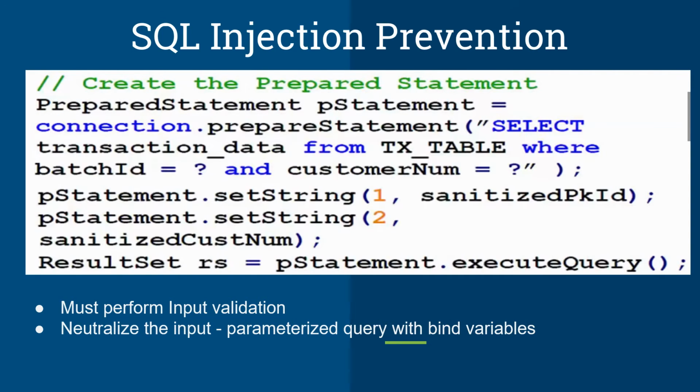So for example, if you take a look at the Java code presented here, we have a prepared statement. This prepared statement has a SQL statement within it: select transaction data from transaction table where batch ID equals question mark and customer number equals question mark. You will notice that both question marks are filled with values received from the presentation tier, but they have been sanitized through an input validation technique first, and then they are placed within the SQL statement using bind variables. You see 1 and 2 correspond to each question mark. What this does is, even if the attacker does put some sort of SQL injection into either of these parameters, it is not going to be inadvertently executed by the database. Instead, it is going to be treated just as data.